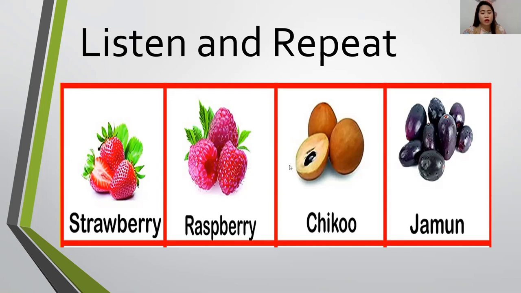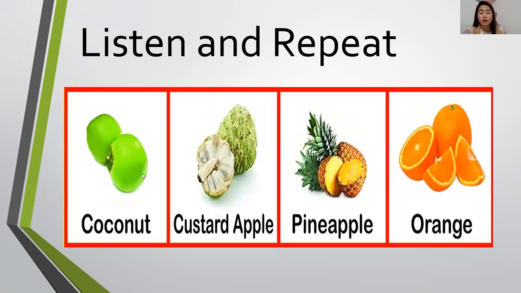Okay. And the next one, coconut, custard apple, pineapple, orange. Okay. Coconut, custard apple, pineapple, orange. Okay, so your turn. Okay. So faster, coconut, custard apple, pineapple, and orange. Okay, so good job.